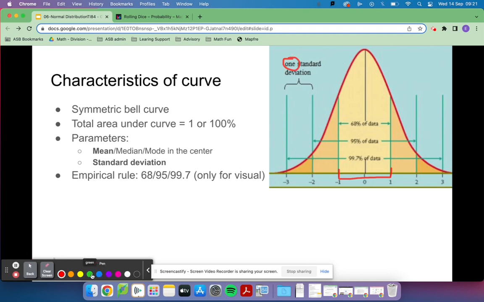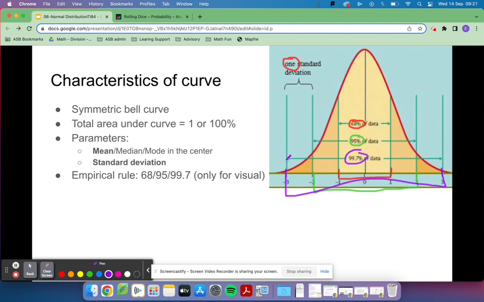So that's kind of a cool idea. When we move 2 standard deviations away from the mean, we're going to say that 95% of all of our data is going to be within 2 standard deviations of the mean. And then the last one is moving 3 standard deviations from the mean. And that's going to be 99.7% of all of our data.